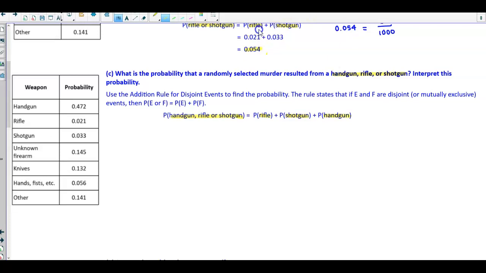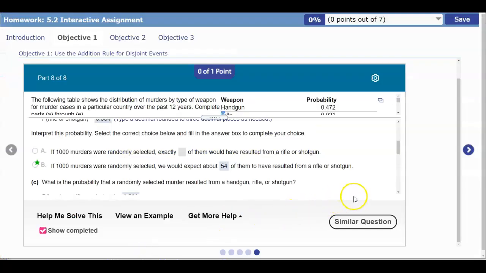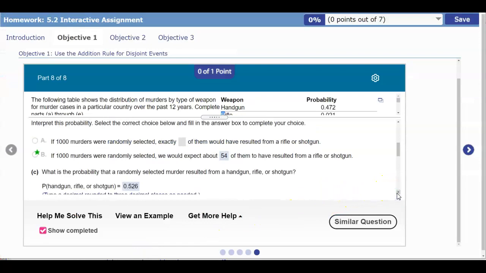Now we've already found these results, but we can write them as separate, or if you've already done that, you can add those together. Regardless, here we have 0.021, which is the probability of the rifle, plus 0.033, which is the probability of the shotgun, plus the probability of the handgun, which is 0.472, which gives us the result of 0.526.